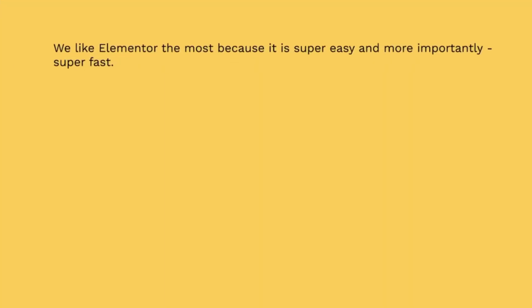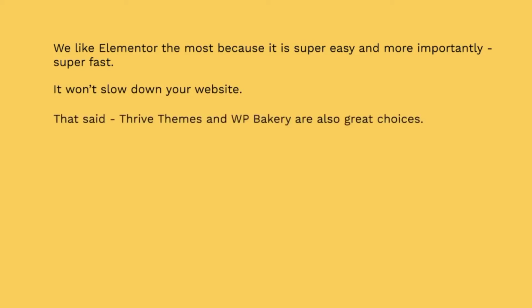So we like Elementor the most because it's super easy and more importantly, super fast. One thing to note is that as you begin to add more plugins to your WordPress site, it will actually slow things down. So what we've done is when we've tested things, we found that Elementor has a lot of features, but it doesn't have a lot of coding. So it runs really, really fast and it won't slow your website down. So with that said, like I said, Thrive Themes and WP Bakery are really, really good choices. So let's go ahead and hop on over to those websites and show you these in action.